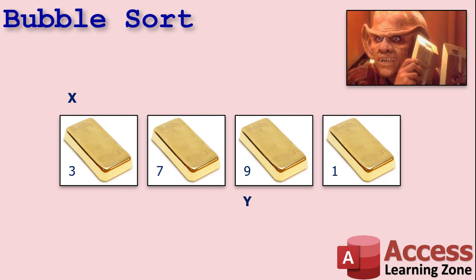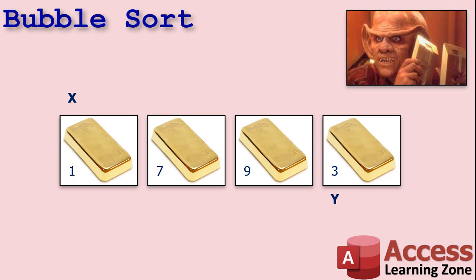Now, is 9 less than 3? No, it's not. Leave them alone. So now Y increments over to the next one. Is 1 less than 3? Is Y less than X? Yeah, it is. So swap those. So 1 bubbled to the left.